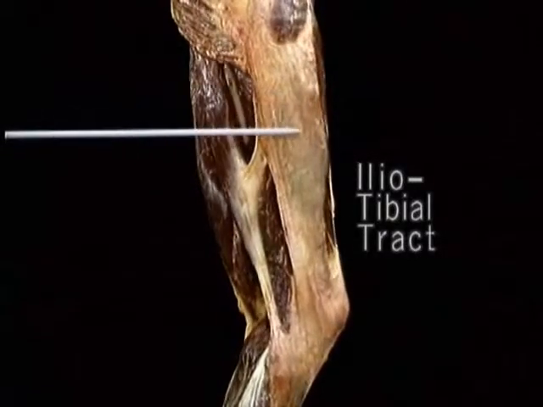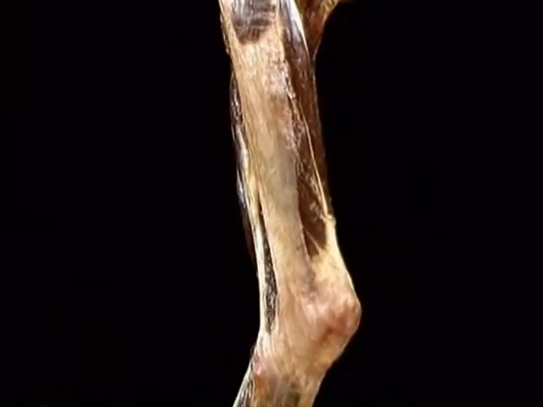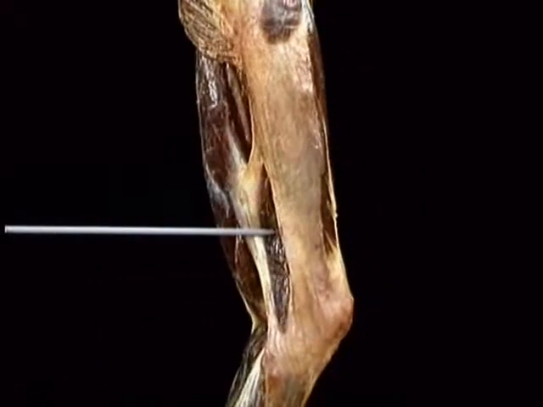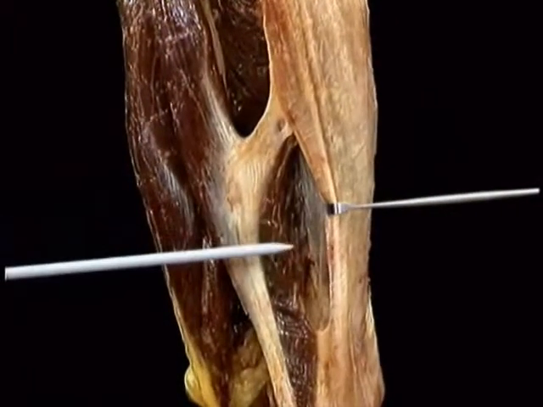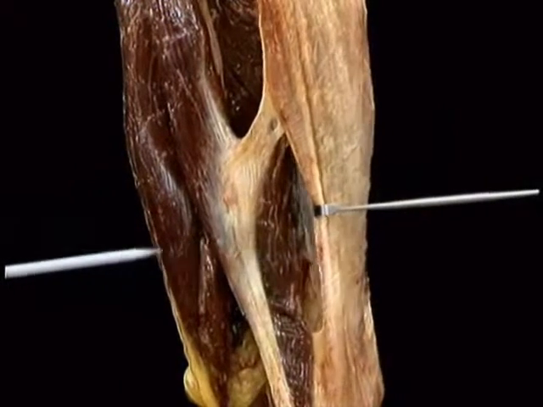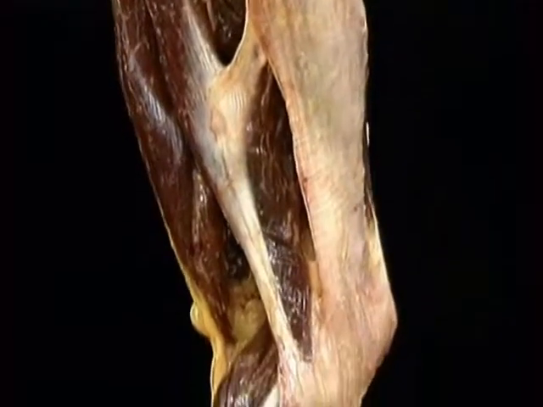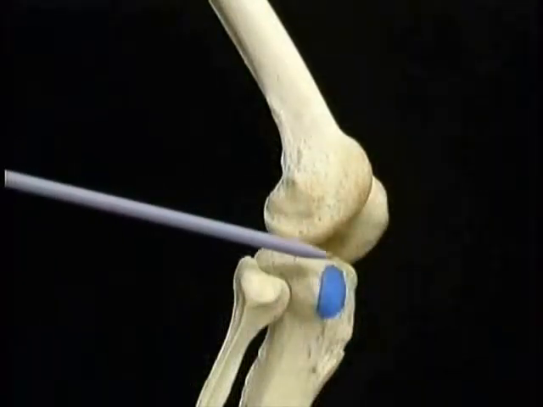Here's the iliotibial tract by itself, with the rest of the fascia lata removed. These muscles, in front of it and behind it, we'll be looking at in a minute. Between the muscles is a strong fibrous septum which attaches the iliotibial tract to the femur. At its lower end, the iliotibial tract is attached down here on the tibia.